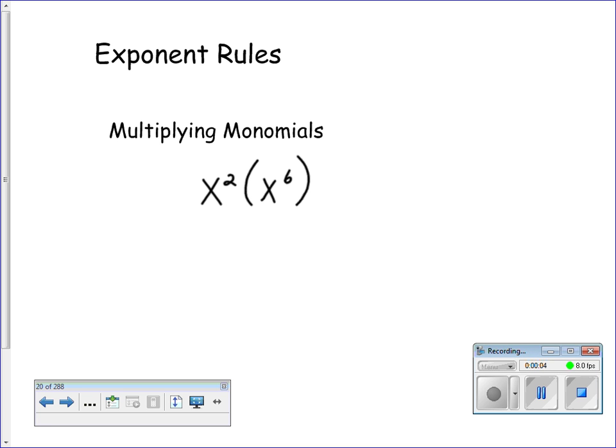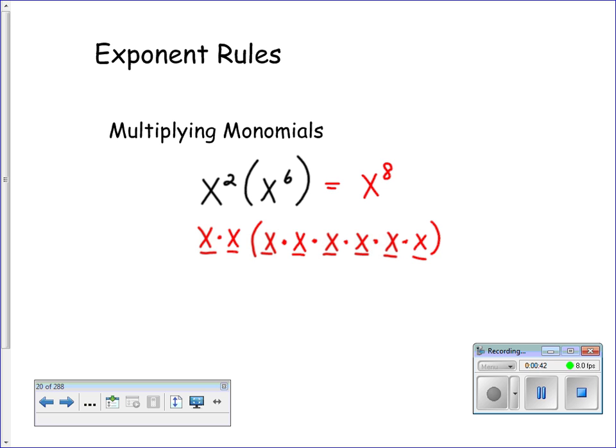Exponent rules. Whenever I multiply monomials, I have to pay attention to whether my bases are alike or different. In this first example, x squared times x to the 6th power. We learned that x squared is equivalent to x times x, and x to the 6th power is equivalent to x times x times x times x times x times x. When we count, how many times are we multiplying x by itself? 1, 2, 3, 4, 5, 6, 7, 8. So this is equivalent to x to the 8th power.